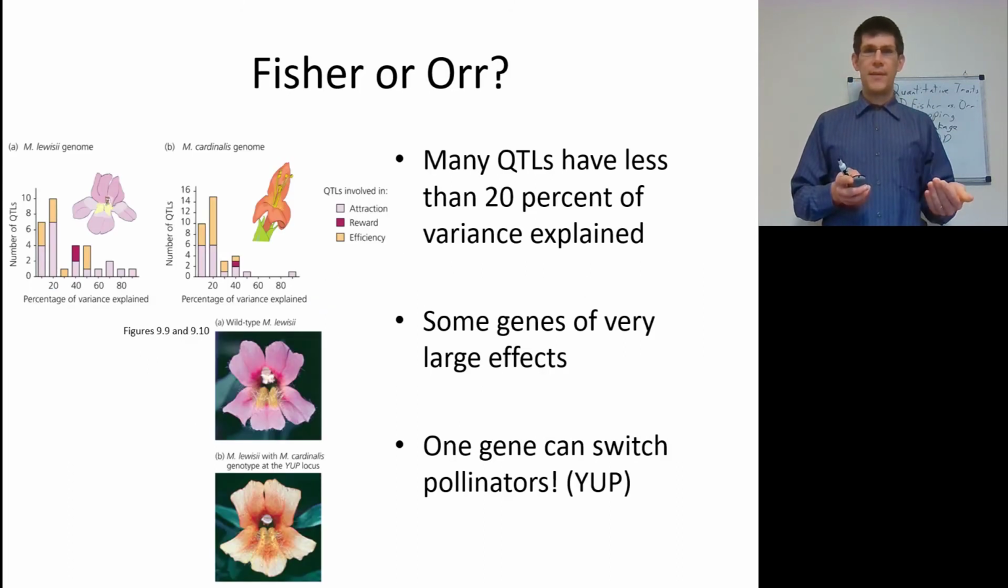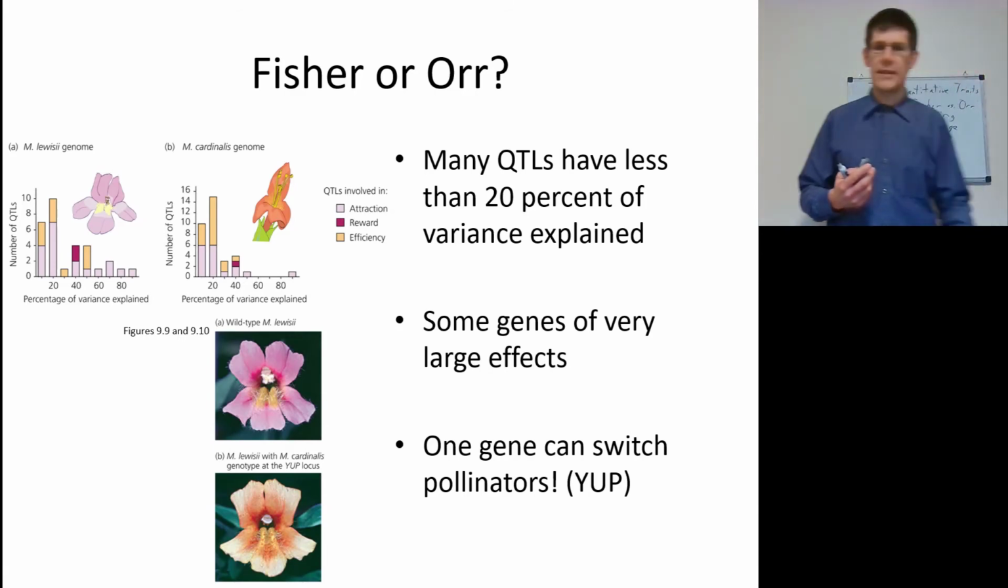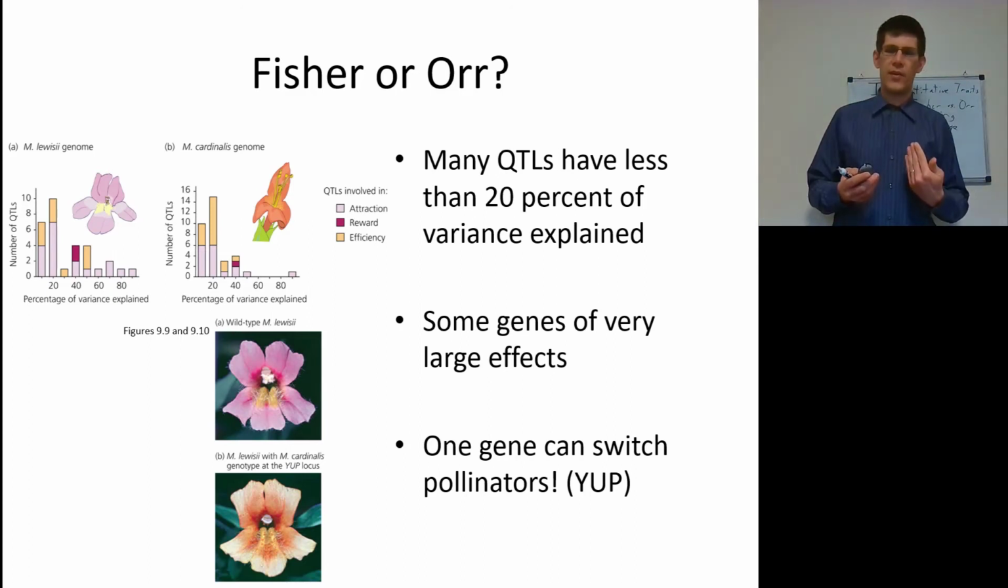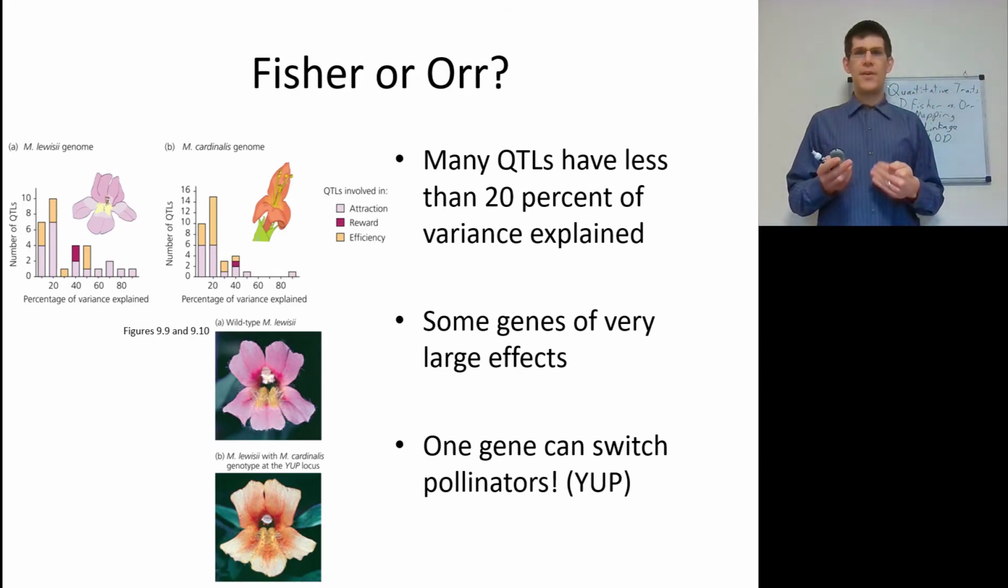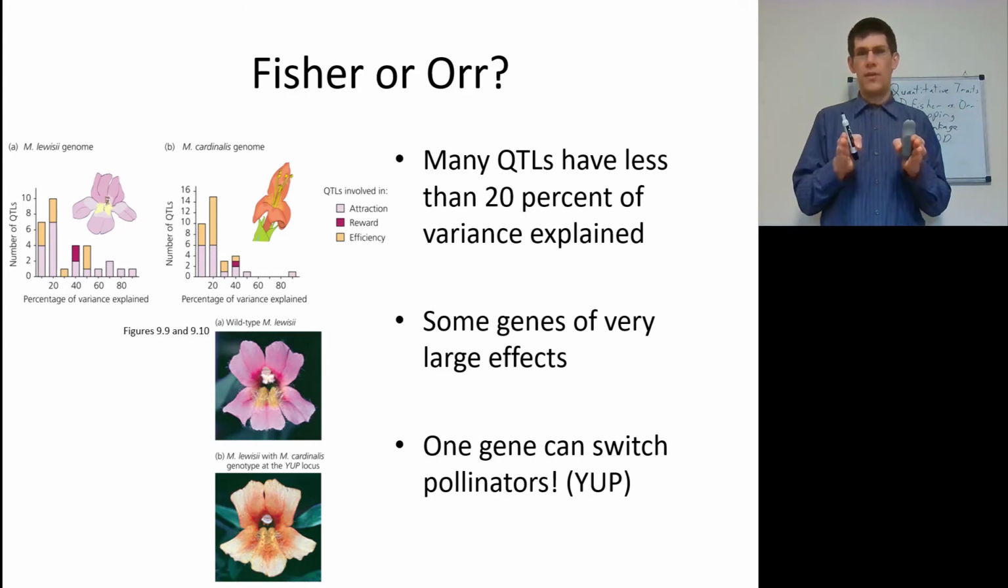So we can talk about that in a minute. But this Fisher or Orr model. So this is actually Shemsky and Bradshaw 2002, this paper. They were checking Mimulus cardinalis versus Mimulus lewisii, and they crossed them, and they back crossed them, and they back crossed them again, and they found a lot of the QTLs have less than 20% of the variance explained. Okay. So when you have less than 20% of the variance explained, that is small effects.